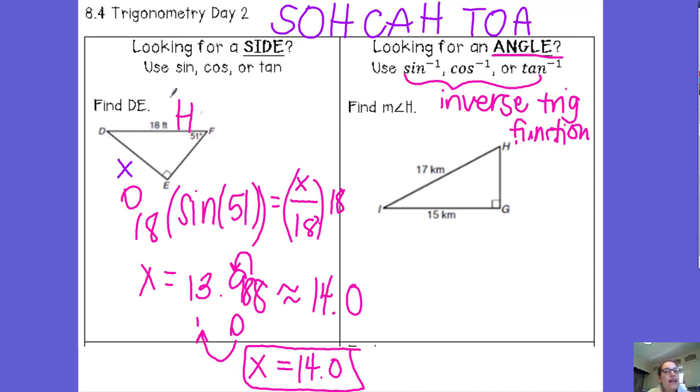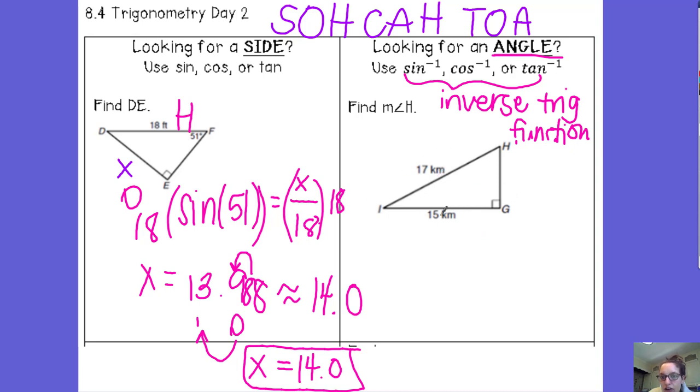So if in the first scenario I knew my angle and I was looking for my side, this is the opposite direction. I know my sides and I'm looking for my angles. So that's why it's called the inverse. It's like the reverse. Instead of me giving you the angle and you finding the side, I'm giving you the sides and you're finding the angle. So if you're ever looking for a missing angle, you are going to use sine inverse, cosine inverse, or tangent inverse. So I want to do the same process.